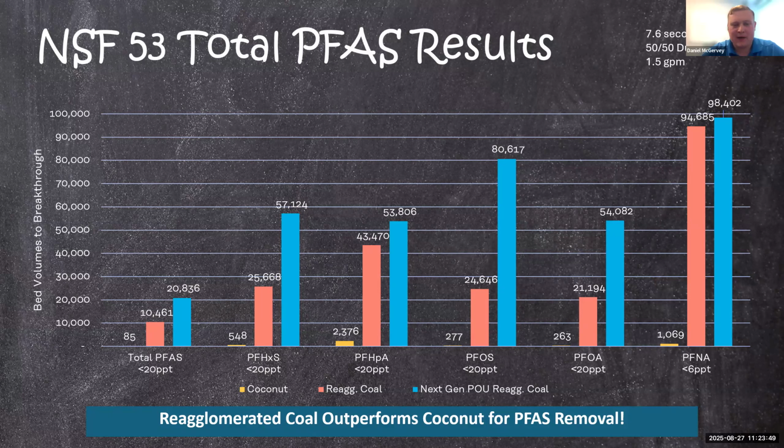And then that next-gen POU reagglomerated coal has 2 times the total PFAS removal compared to even the regular reagglomerated coal. So we see even better performance with this optimized carbon specifically used for PFAS.